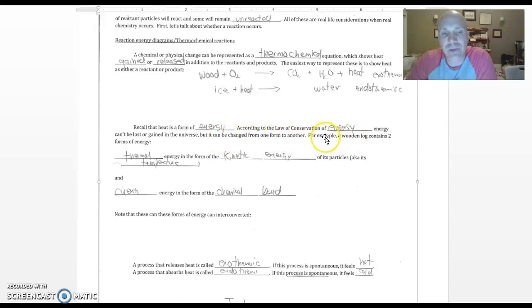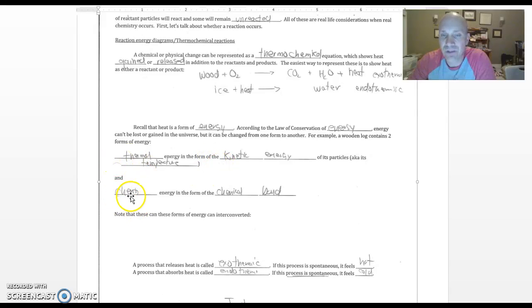For example, I'm going to start off by saying that a piece of wood actually contains two forms of energy. First, it contains thermal energy. That's energy in the form of the kinetic energy, or the motion, of its particles, and that's what you would detect as its temperature. Even though when we think of wood, we don't think of that form of energy, technically it's warm and you could use that heat to do things.